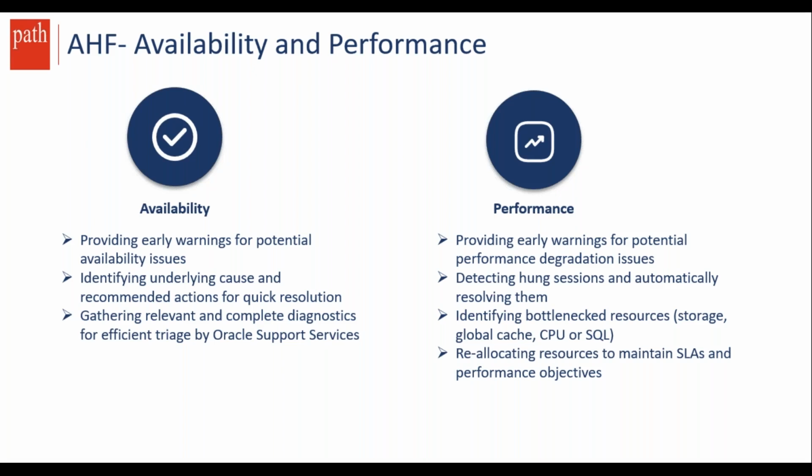and file permission changes. Oracle AHF maintains performance during both software issues as well as the various client issues by detecting hung sessions and automatically resolving them, also providing early warning for potential performance degradation issues, and identifying bottlenecks of resources like storage, CPU, global cache, or SQL. It also reallocates resources to maintain SLA and performance objectives. Performance issues include those due to deviation from best practices, misconfiguration parameters, software bugs, oversubscribed resources, and excessive demand relating to server or database capacity.